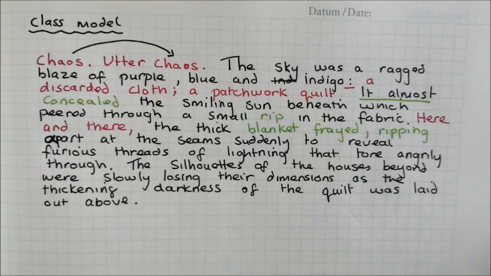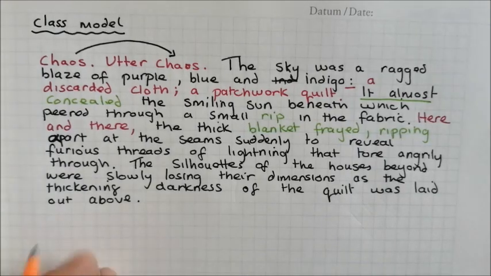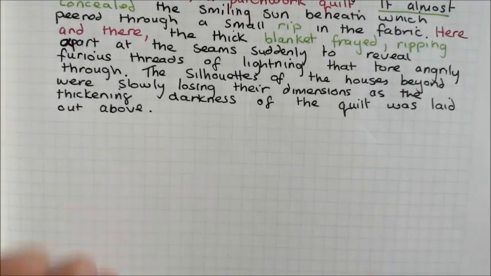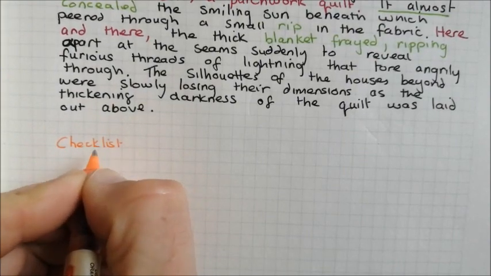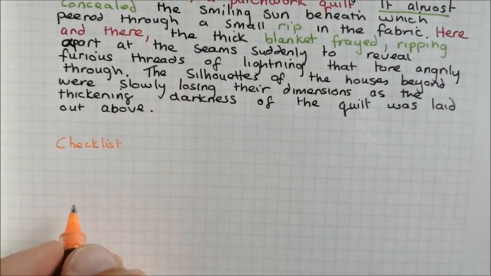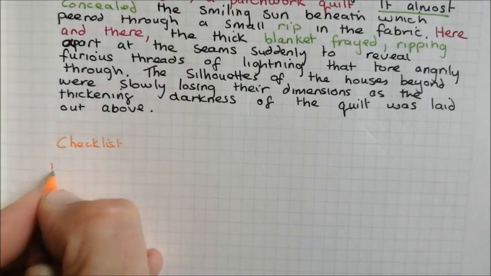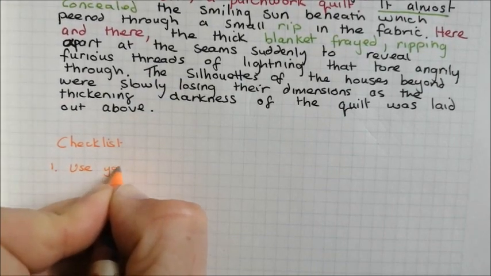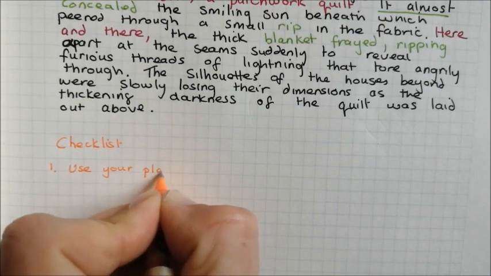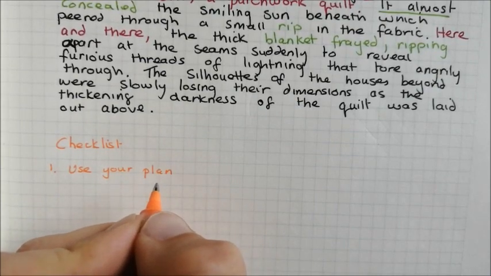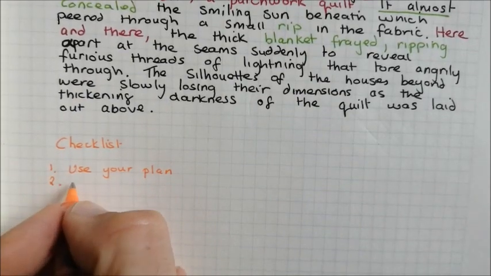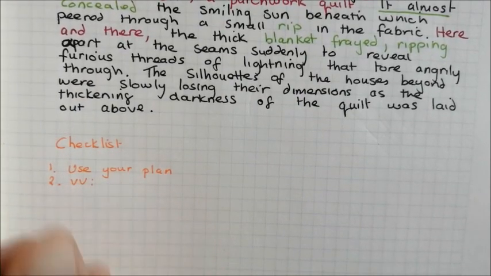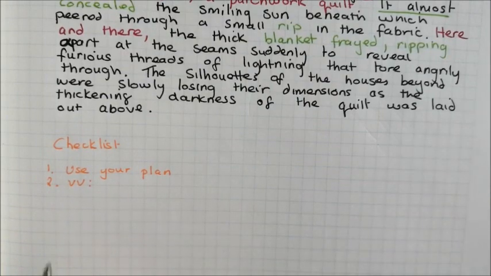What I want you to do now is I want you to write up your own, and I want you to include the following things. So this is your checklist. Okay, first part of your checklist is use your plan. Okay, 1, use your plan. If you've got words on there that you've planned, use them. Okay, use your plan number 1. 2, okay, use your versatile vocab. So you've got some brilliant words that you can use.